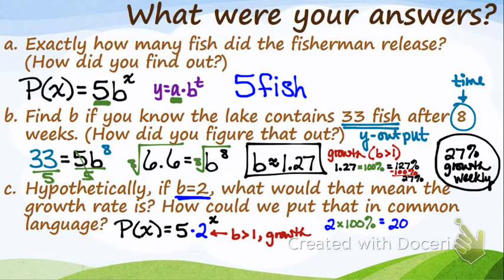Okay, so let's talk about that. We get 200%, we subtract out what we started with, which is 100%, and we end up with 100% growth weekly. I should probably say weekly growth instead of growth weekly.